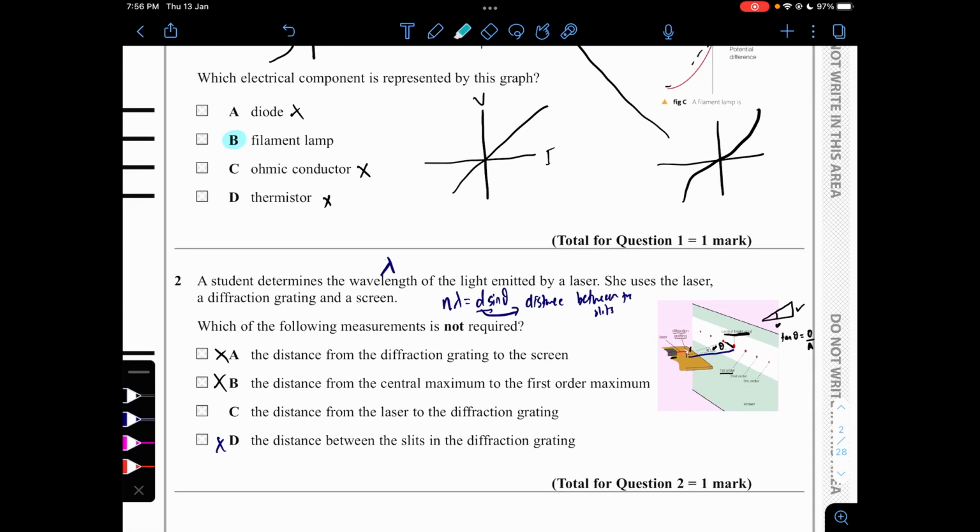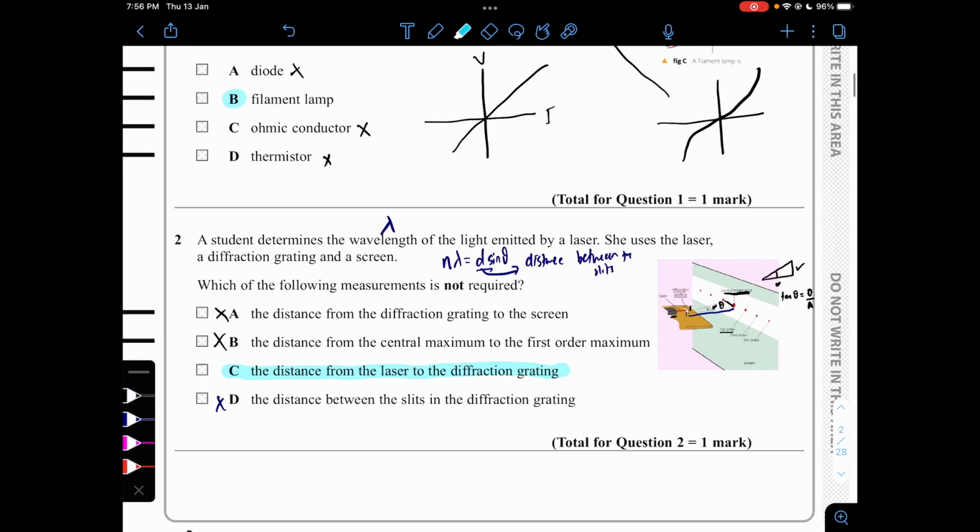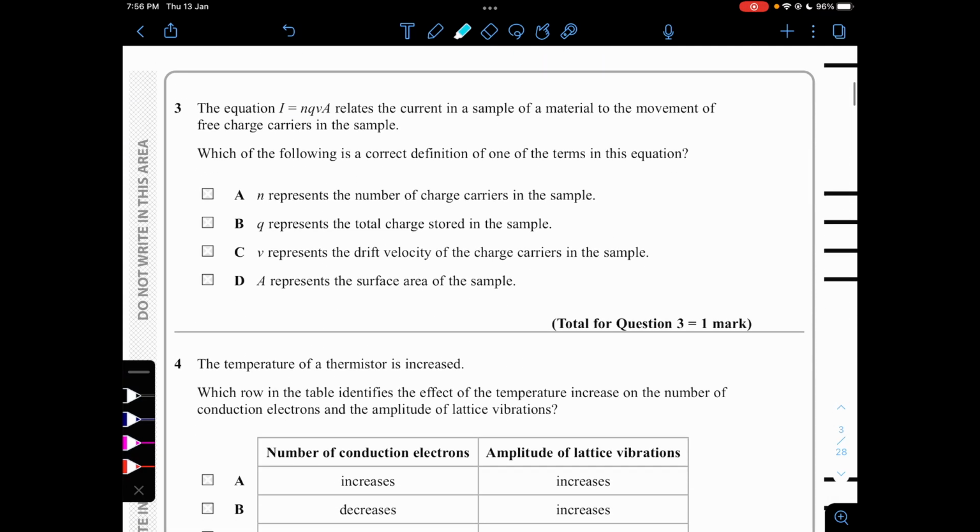So the answer by default, by the process of elimination, is C, the distance from the laser to the diffraction grating. Alright, let's move on to question number 3. So we have the equation I equals nqvA, which relates the current in a sample of a material to the movement of the free charge carrier in the sample. Which of the following is the correct definition of one of the terms in this equation? So we have n represents the number of charge carriers in the sample.